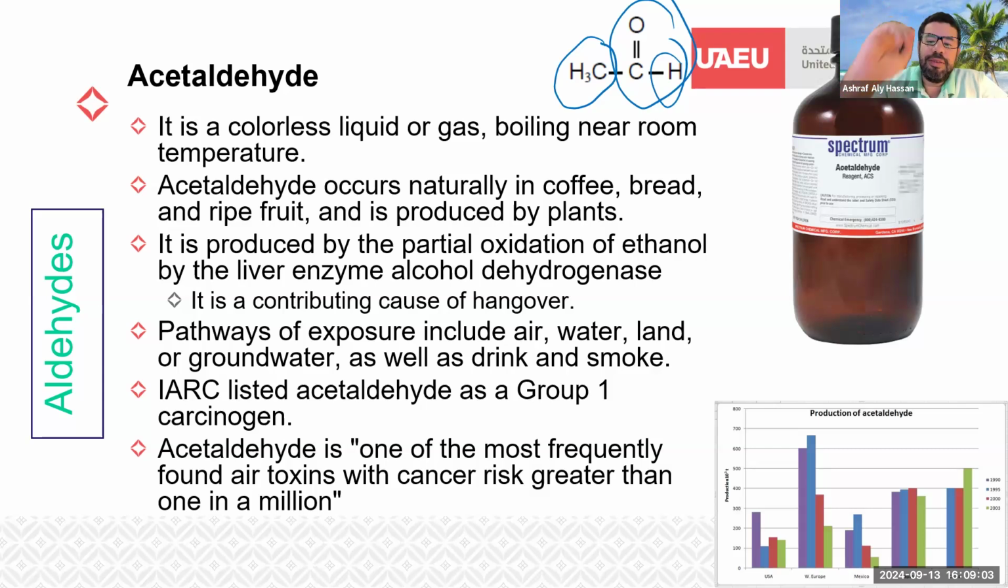Now, looking at this graph over here, it shows you the production of acetaldehyde over different regions: USA, Europe, Mexico, Japan, and China. And you can see that it is produced mostly in Europe, but then the production is really going down, while the production in China is actually going up, with China now being the largest producer of acetaldehyde in the world.